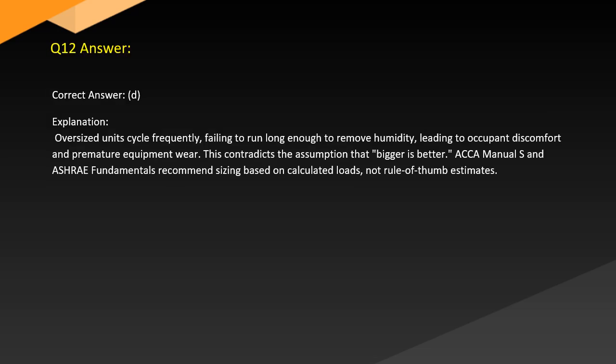Answer. Correct answer: D. Explanation: Oversized units cycle frequently, failing to run long enough to remove humidity, leading to occupant discomfort and premature equipment wear. This contradicts the assumption that bigger is better. ACCA Manual S and ASHRAE Fundamentals recommend sizing based on calculated loads, not rule of thumb estimates.